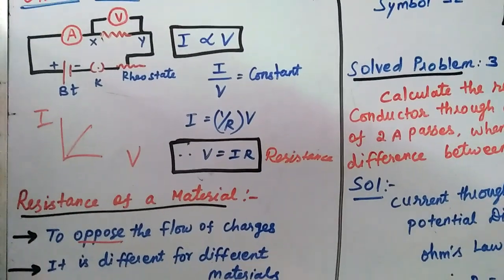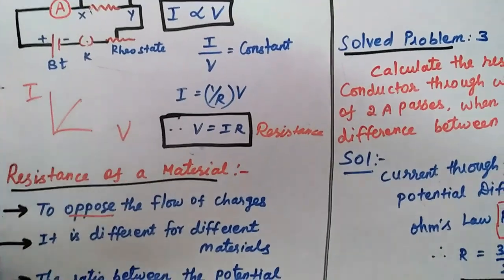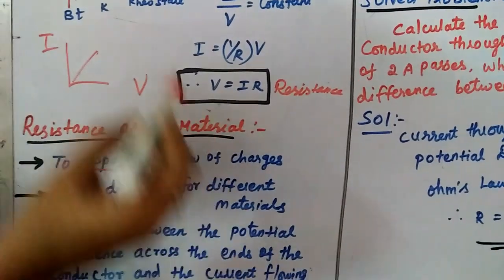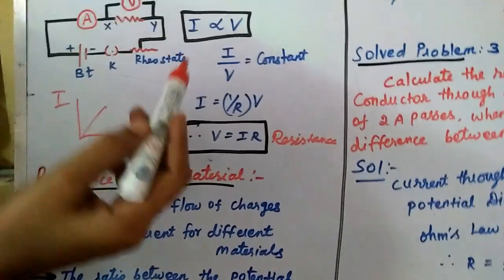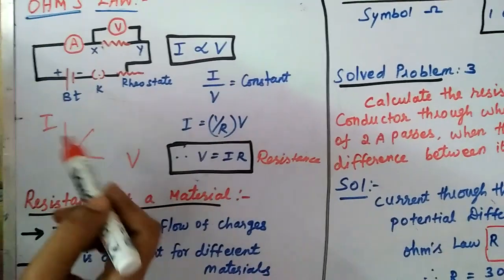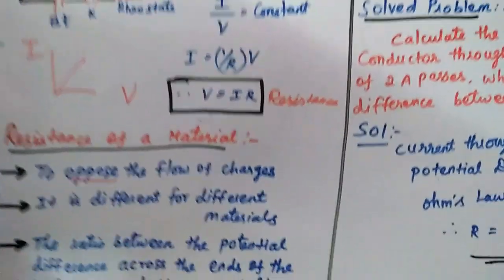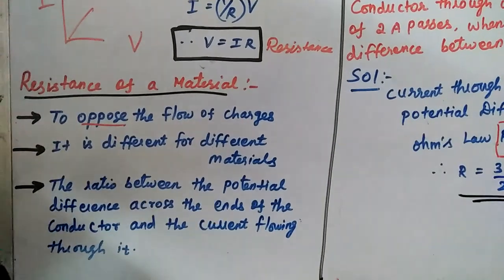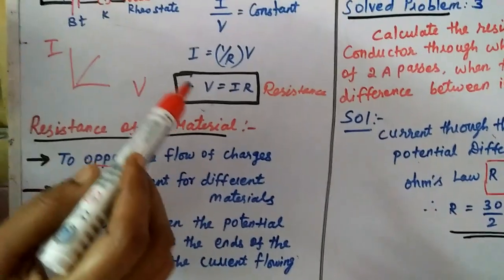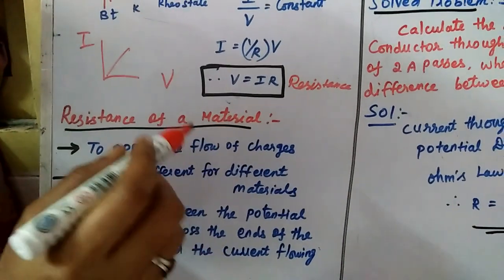So now, resistance means what? We know, to oppose the flow of charges. It is different for different materials. If we change the nichrome wire to copper wire, it will be changed. Next, the resistance of a conductor can be defined as the ratio between the potential difference across the ends of the conductor and the current flowing through it.